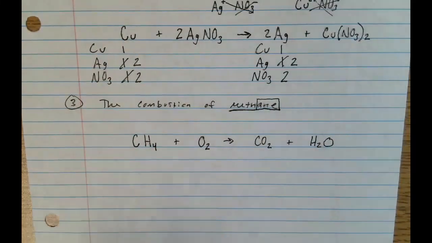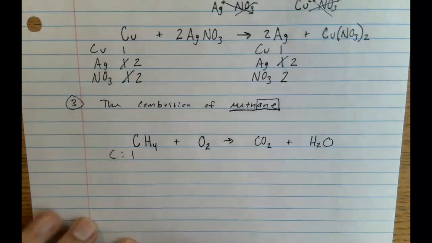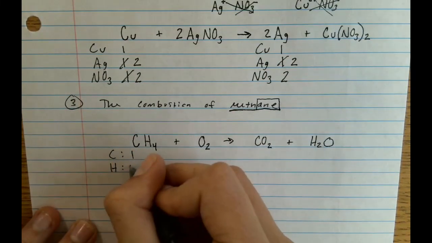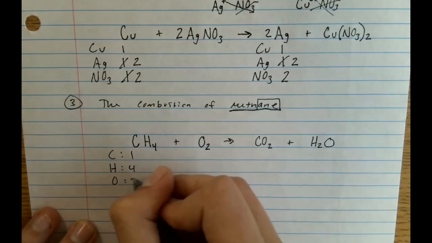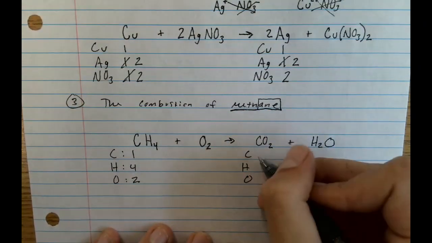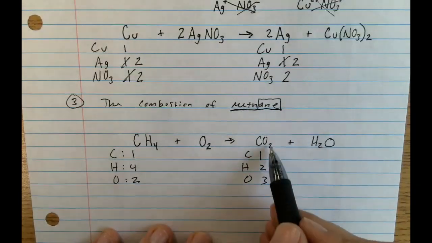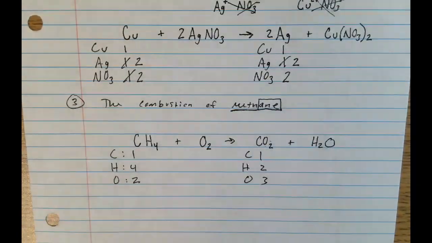So our very next step is to figure out if this is balanced. So I'm going to list off each atom and how many I have. I see 1 carbon, 4 hydrogens, and 2 oxygens. On the right-hand side we have CO2 and H2O. I have 1 carbon, 2 hydrogens, but I have 3 oxygens because there's 2 right here and 1 right here.